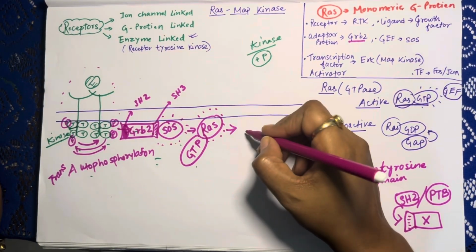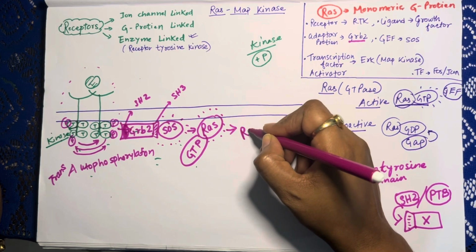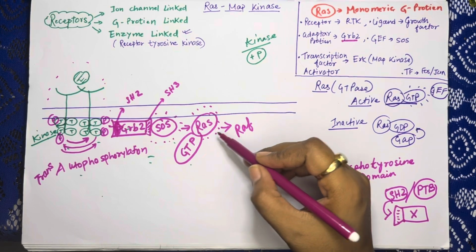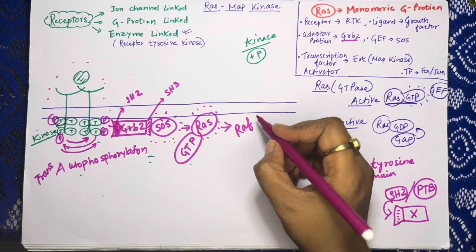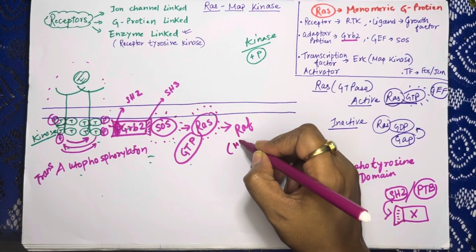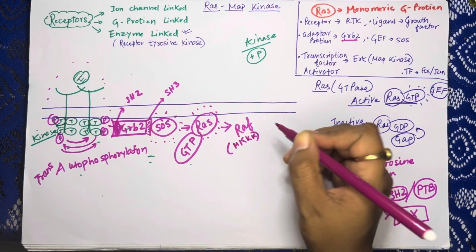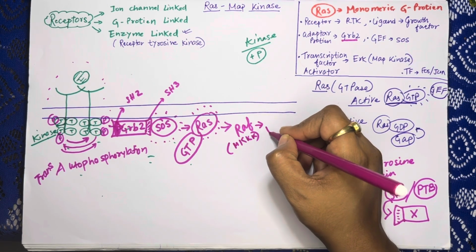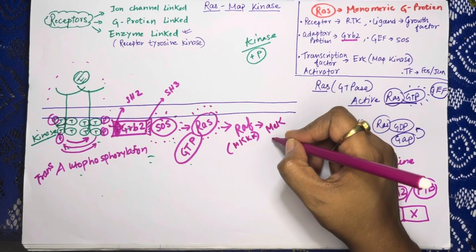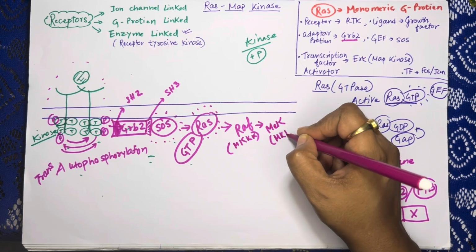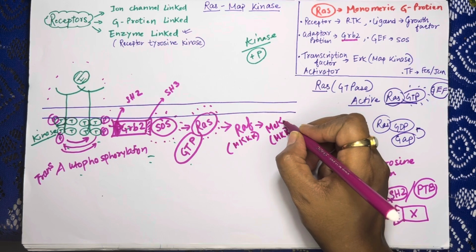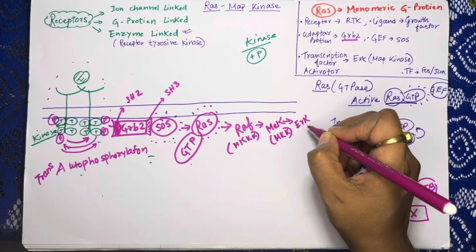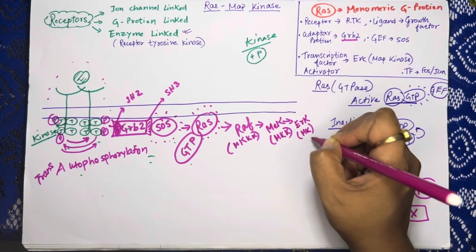This RAS will activate one protein known as RAF. So activated RAS can activate RAF, which is also known as MAP kinase. Activated RAF can help in activation of another kinase which is known as MEK. This MEK is also known as MAP kinase. Activated MEK can activate another kinase which is known as ERK, which is also known as MAP kinase.